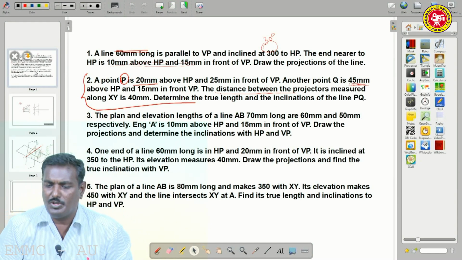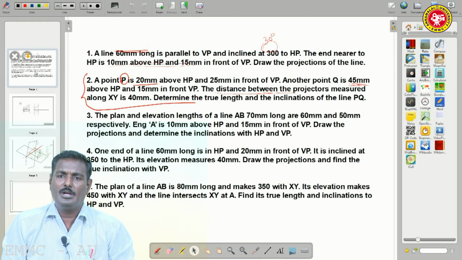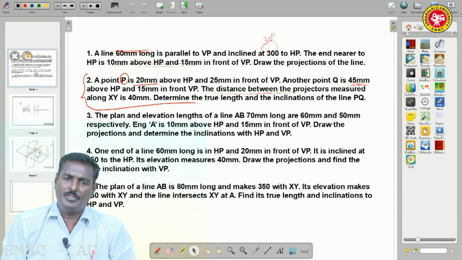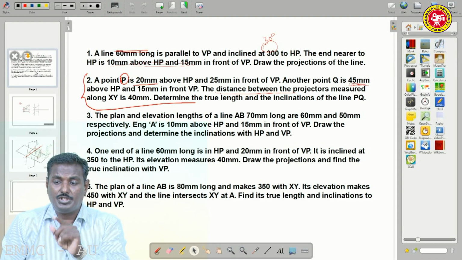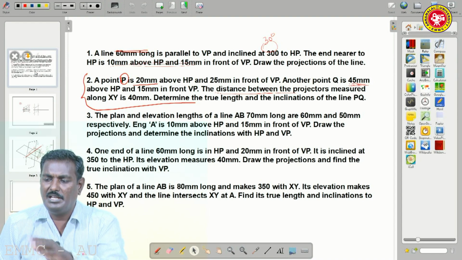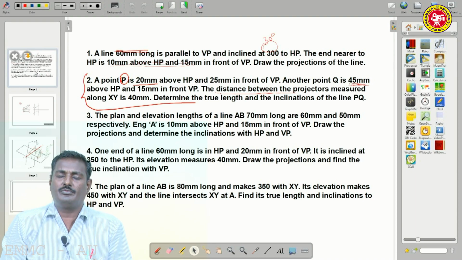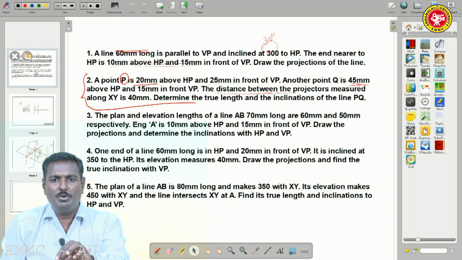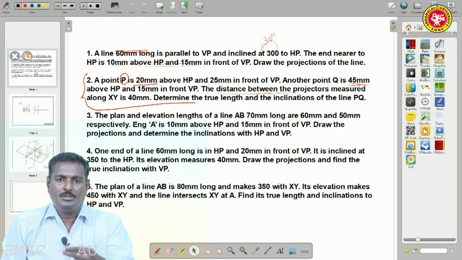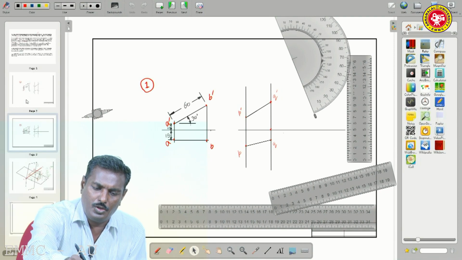A point capital P is 20 mm above HP, 25 mm in front of VP, another point capital Q is 45 mm above HP and 15 mm in front of VP. The distance between the projectors is 40 mm. So, determine the true length and the inclination of the line PQ. Determine the inclination and true length of line PQ. I take this problem as an example for two methods to determine the true length and inclination. So, I am just copying this.